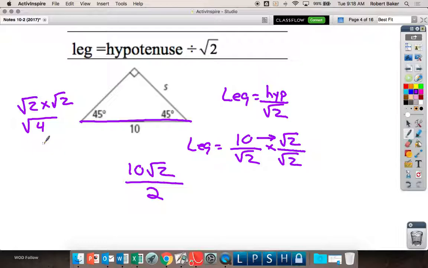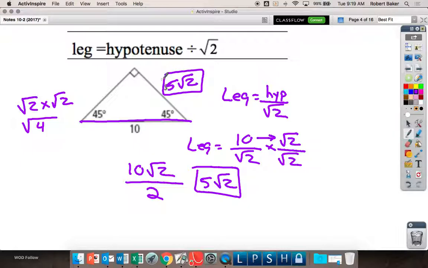Now, one more step we have to clean up. What is 10 divided by 2? 5. So our answer is 5 square roots of 2. So S is equal to 5 square root of 2. Now, if this leg is 5 square roots of 2, how long is the other leg? The exact same thing.